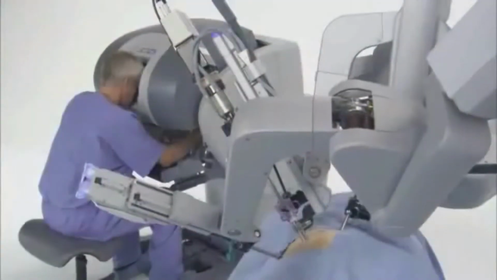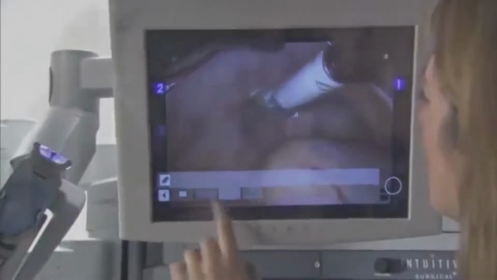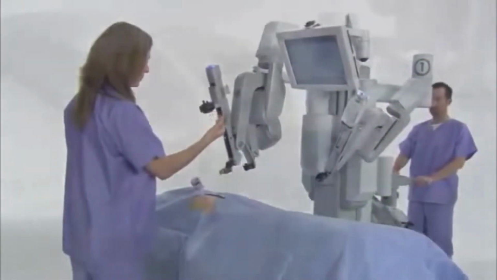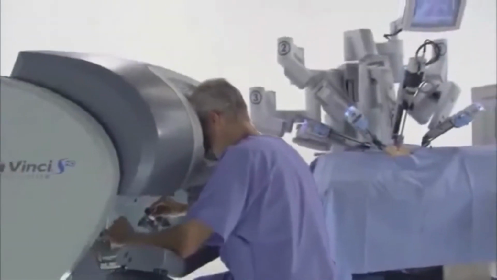The Da Vinci S surgical system moves surgery forward with a new level of technical capability that enables minimally invasive surgery in complex procedures as never before.